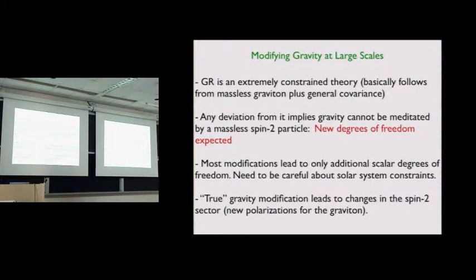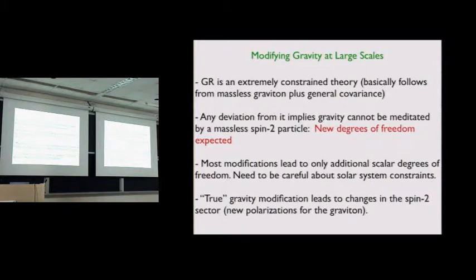So as I said, most modifications will lead only to additional scalar degrees of freedom. And in that case, you have to be careful about solar system constraints, because the scalar degrees of freedom, if they remain alive at solar system scales, will violate solar system constraints. So somehow you have to suppress these additional scalar degrees of freedom at small scales. And the way that shows up in cosmology is interesting. So that's basically the topic of this talk.